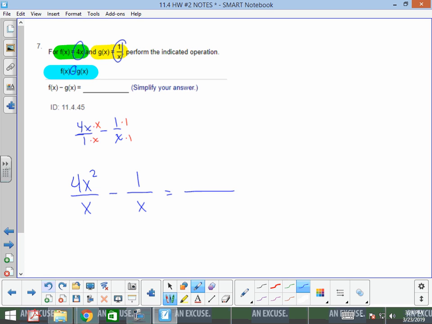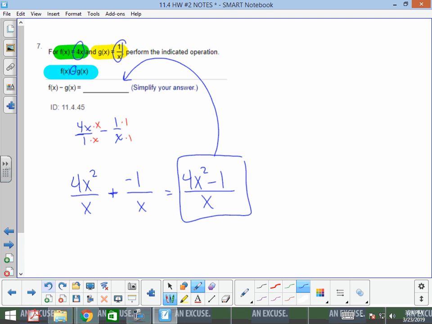All right, so both denominators are now x. The numerator is, if you want to change that to a plus and a negative, that's fine. So that's 4x squared minus 1. And that goes in that blank.